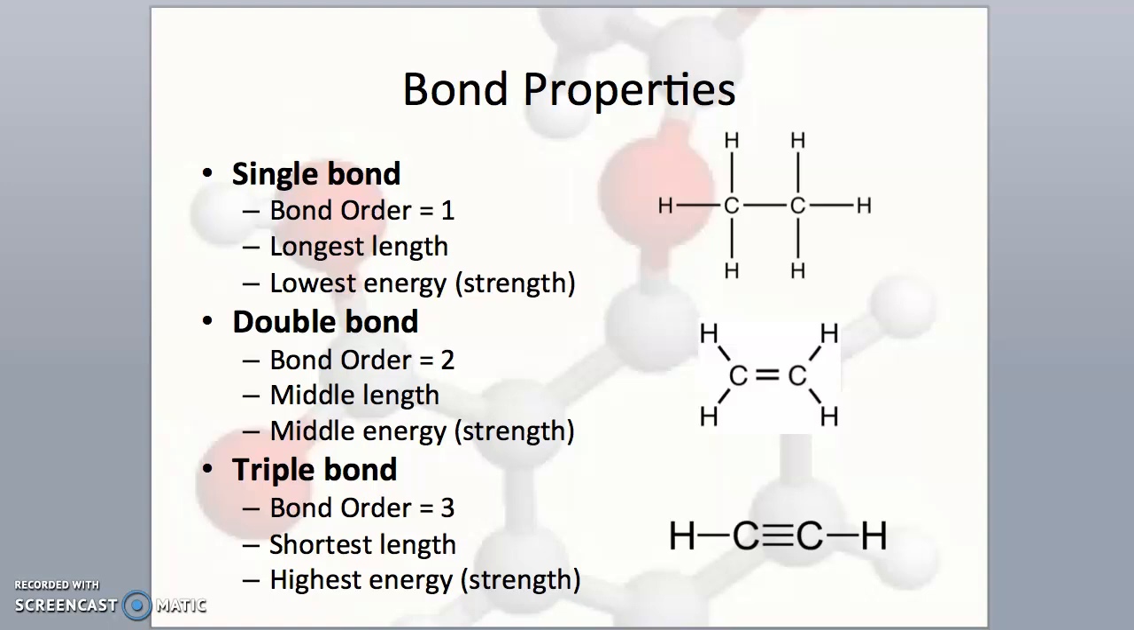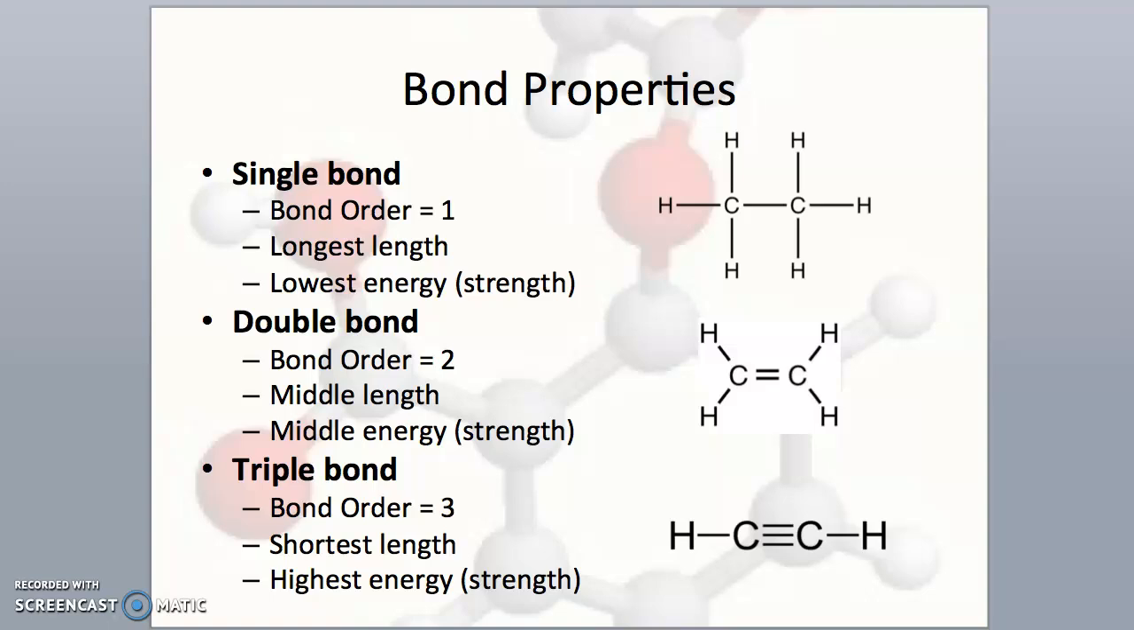Much like sticks, if you had 3 sticks, it'd be harder to break than 1 stick. So maybe that will help remember that. And there's this thing called bond order. A single bond has a bond order of 1, a double bond has a bond order of 2, and a triple bond has a bond order of 3.